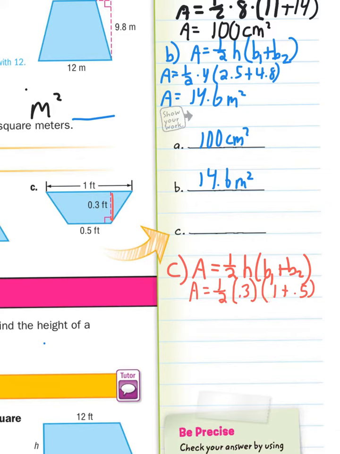Then type it all in the calculator. Don't forget your parentheses, and you should have area equals 0.225. And since it's feet, your area is square feet. And I'm going to write that on the line here, 0.225 square feet.